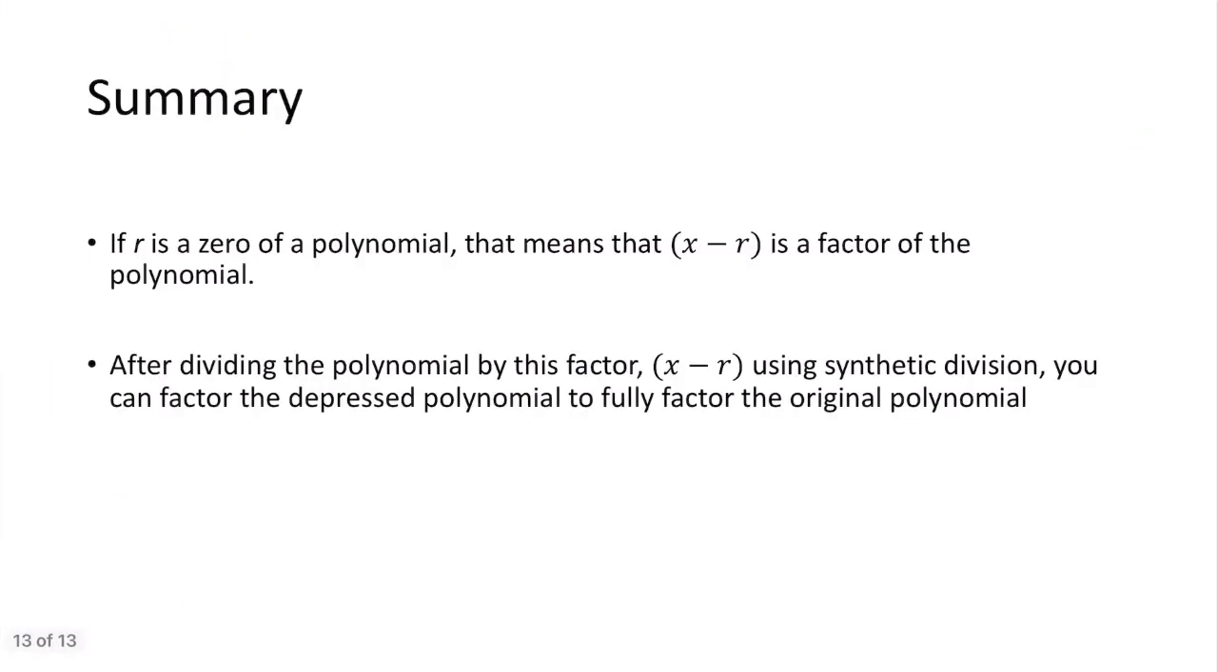So remember, if r is the zero of a polynomial, that means that x minus r is a factor of the polynomial. After dividing the polynomial by this factor, x minus r, using synthetic division, you can factor the depressed polynomial to fully factor the original polynomial.